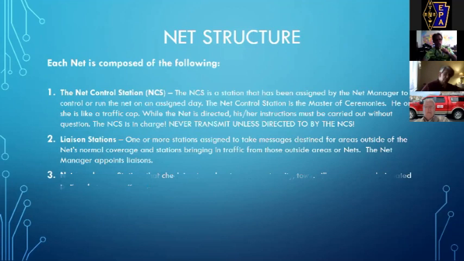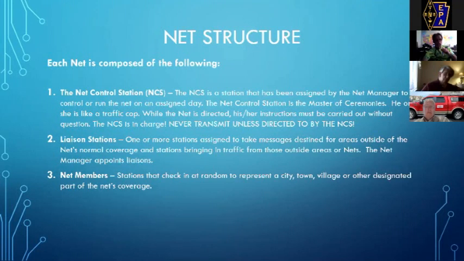You have net members. These are stations that check in at random, representing a city, town, village, or any other designated area within the net's coverage area. And it is okay to check into a traffic net if you're not in that particular section. For instance, when we have the EPA net, it's okay for people outside of East Pennsylvania to check into our net. There's no problem with that.